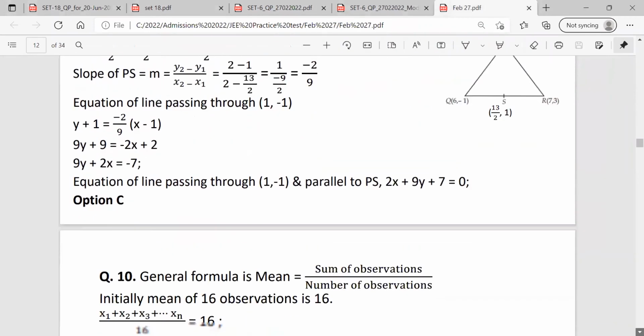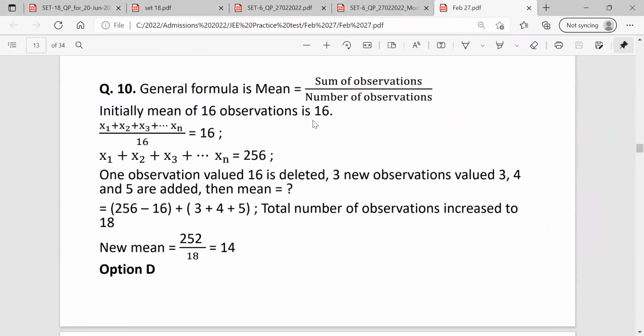So let's see how we can solve this question. This is really easy. So we know the general formula for finding the mean. What is mean? It's the sum of observations divided by the number of observations. So initially, what was the condition given in the question? 16 observations and the mean is 16. So we can rewrite this equation as (x1 + x2 + x3 + ... + xn)/16 is equal to 16. So here we can rewrite the values as x1 + x2 + x3 + ... + xn is equal to 16 multiplied by 16, which is 256.